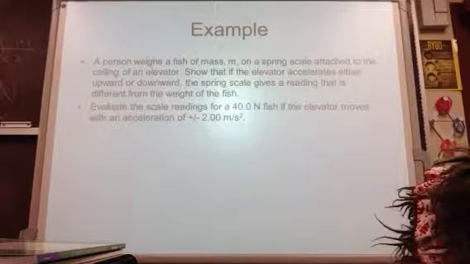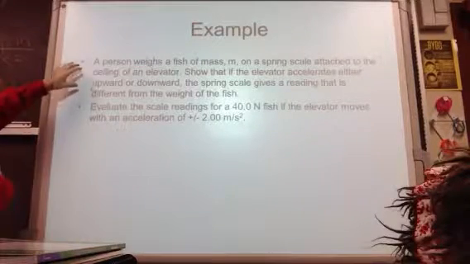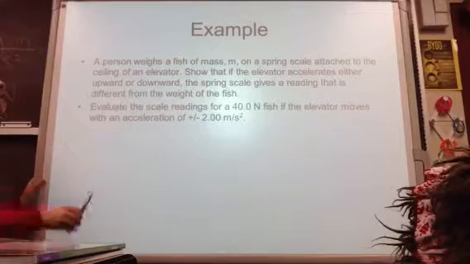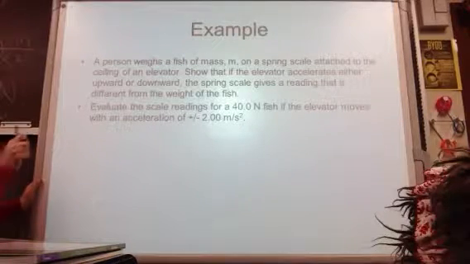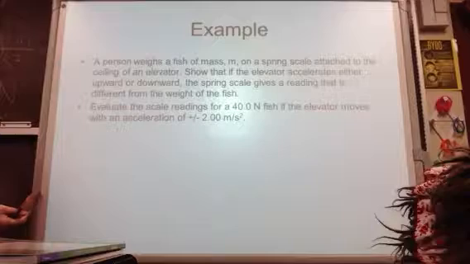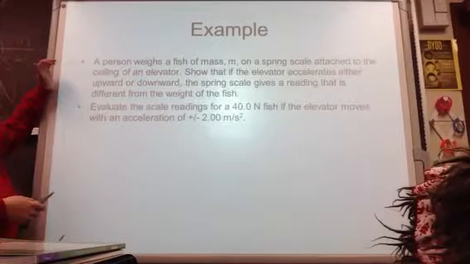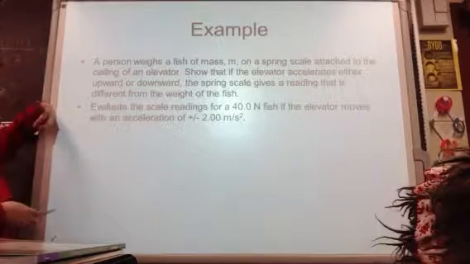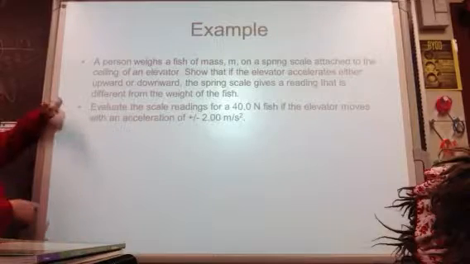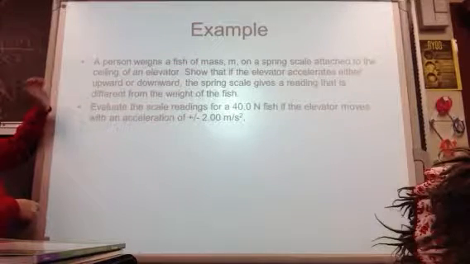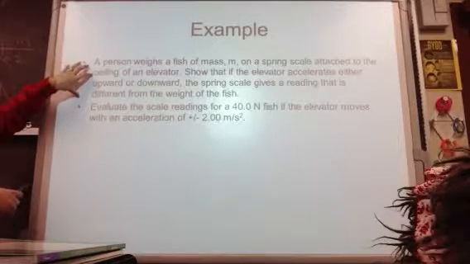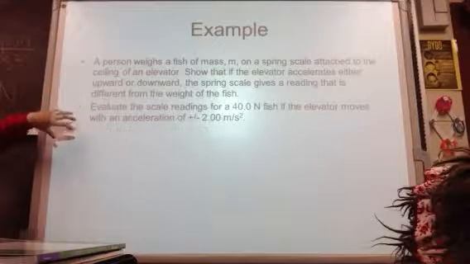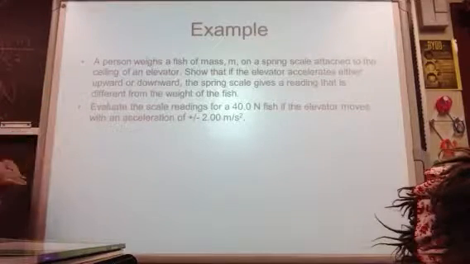We want to first show that if the elevator goes upward, then I'm going to get a different reading on the scale than just the weight of the fish. Or if the elevator is accelerating downward, then it's going to show me a different weight than from the fish. So after we do that, we'll come up with some general equations, and then we're going to plug in some numbers to actually show that that's true.